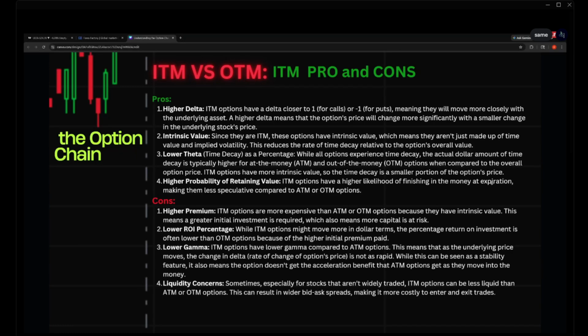Higher probability of retaining value. In the money options have a higher likelihood of finishing in the money at expiration, making them less speculative compared to at the money or out of the money contracts, right?